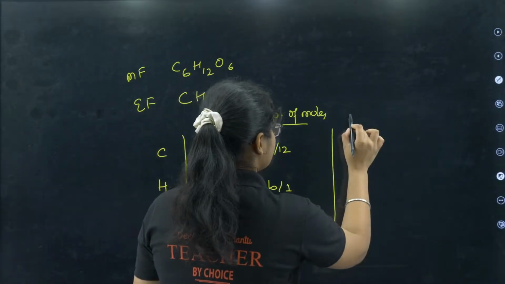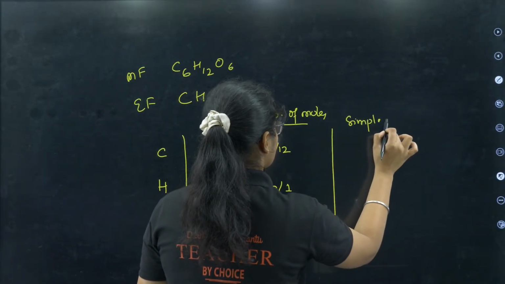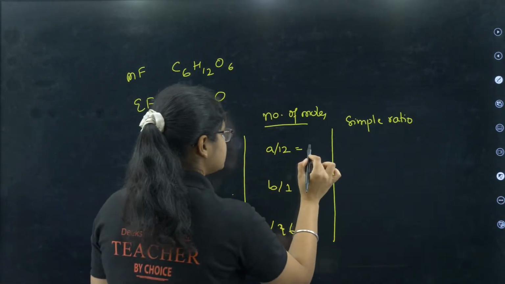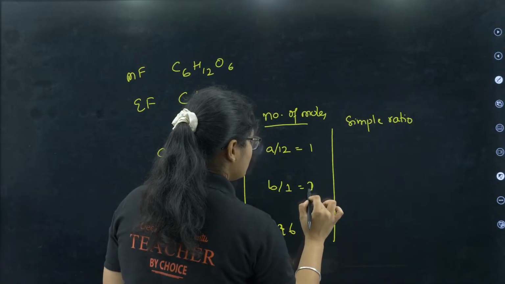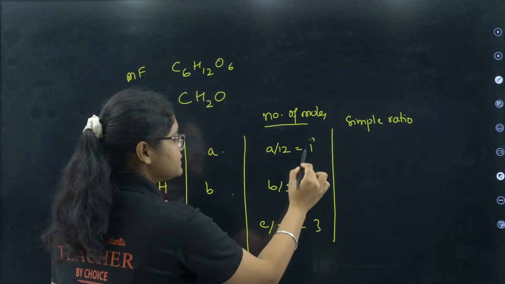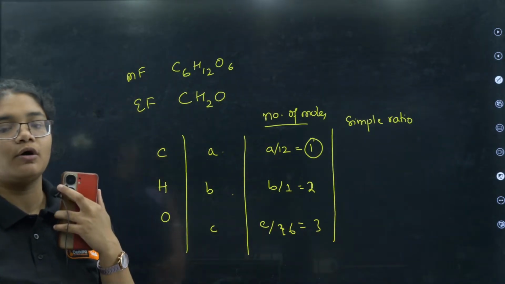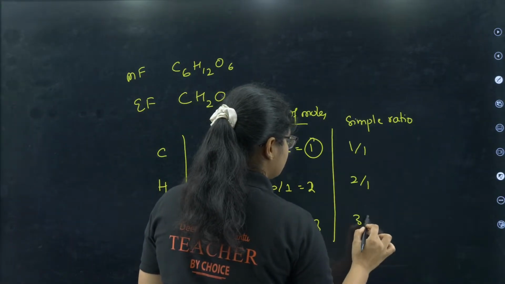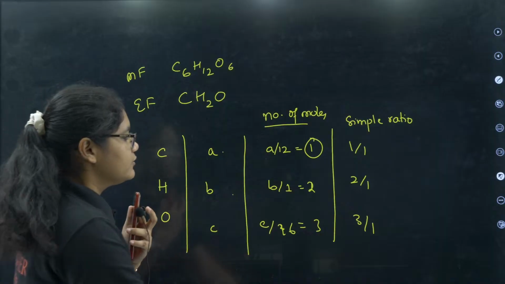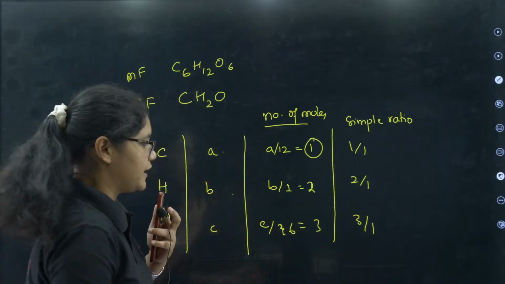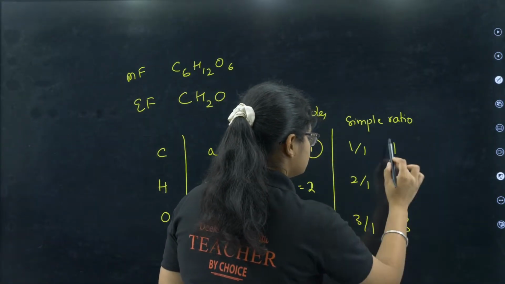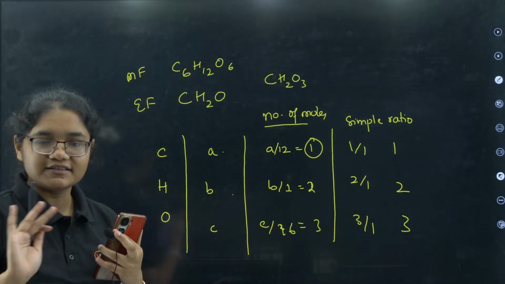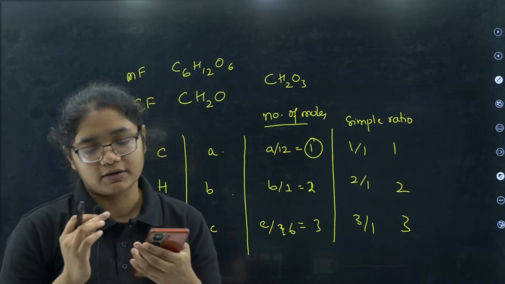Then the next step, you have to find the simple ratio. Suppose these values are 1, 1, 2, and 3. The one which is the smallest value will be divided throughout the other values. So I will get 1 by 1, here 2 by 1, here 3 by 1. Now you will get simple numbers out of this. So I got 1, 2 and 3. That will be the empirical formula, CH2O3. This is just a random example of how to find the empirical formula.